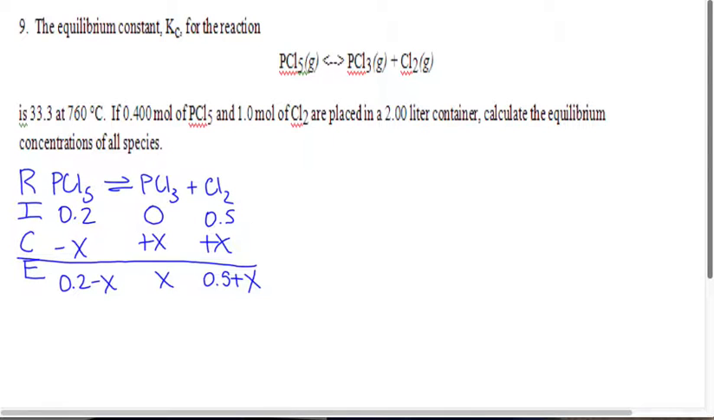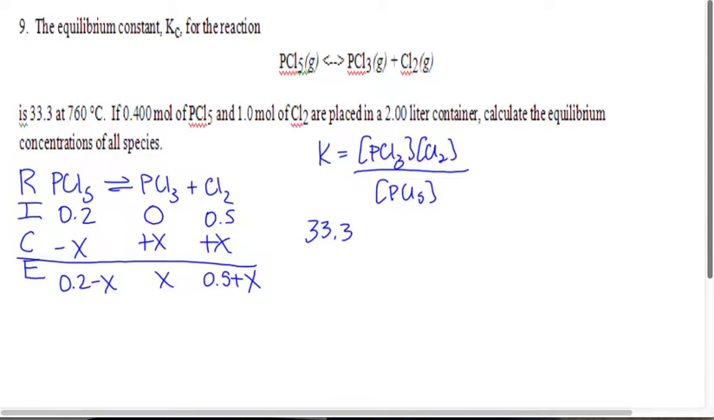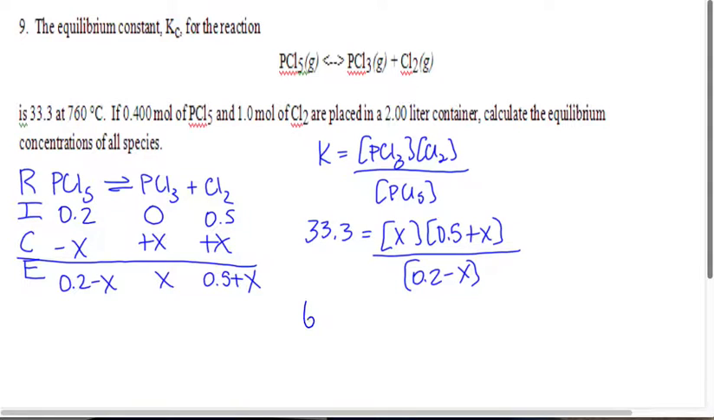So we need to set up our K. K is equal to PCl3 times Cl2 divided by PCl5. And so we get 33.3 is equal to x times 0.5 plus x divided by 0.2 minus x. So to cross multiply, we get the same thing we did before on the left, 6.66 minus 33.3x. That's equal to, now I'm just going to go ahead and distribute this x, 0.5x plus x squared.